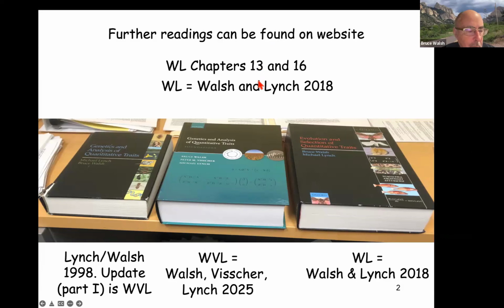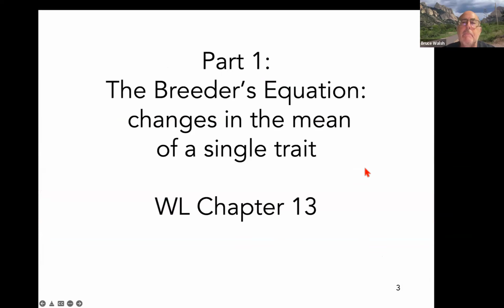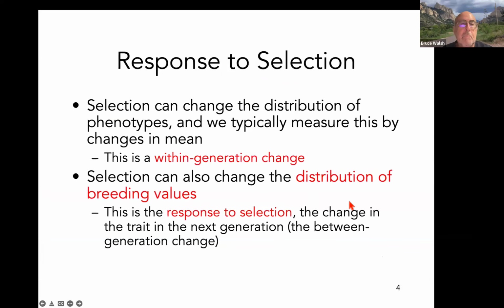Okay. So this lecture is broken into two parts. We're considering selection on a single character. I'm first going to talk about predictable changes in the mean, and this is from chapter 13, called the Breeder's equation. Then I'm going to talk about predictable changes in the variance.